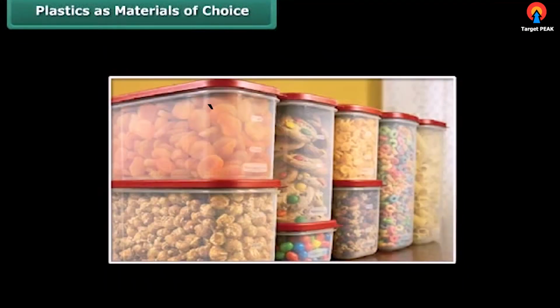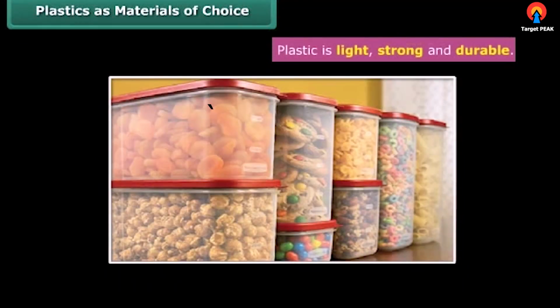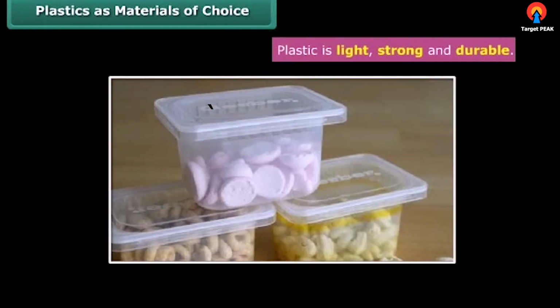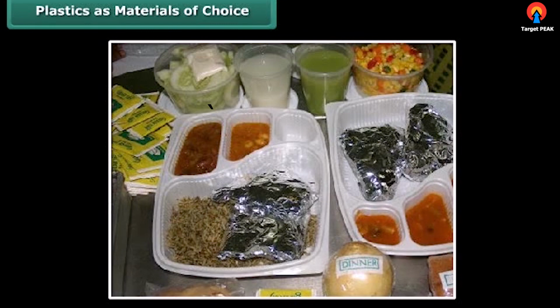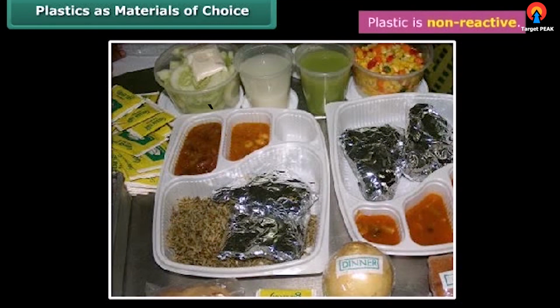Why are plastics so widely in use? The plastic containers are mostly used for the storage of food grains, pickles, salt and spices, since these are relatively non-reactive and impermeable to moisture.